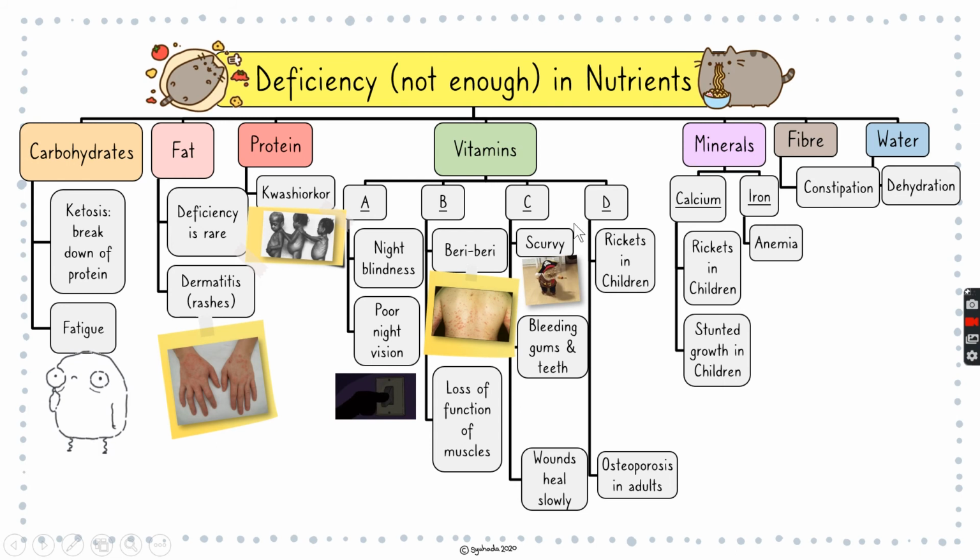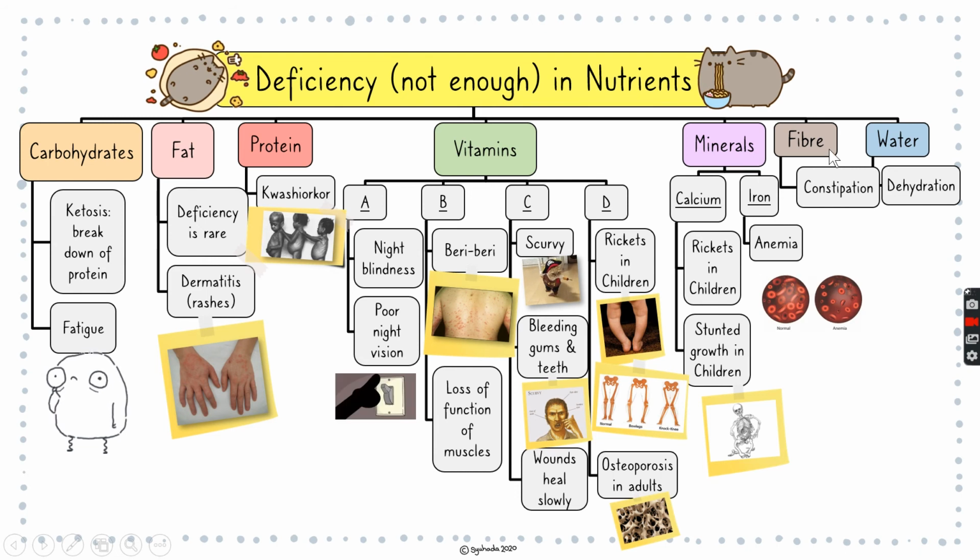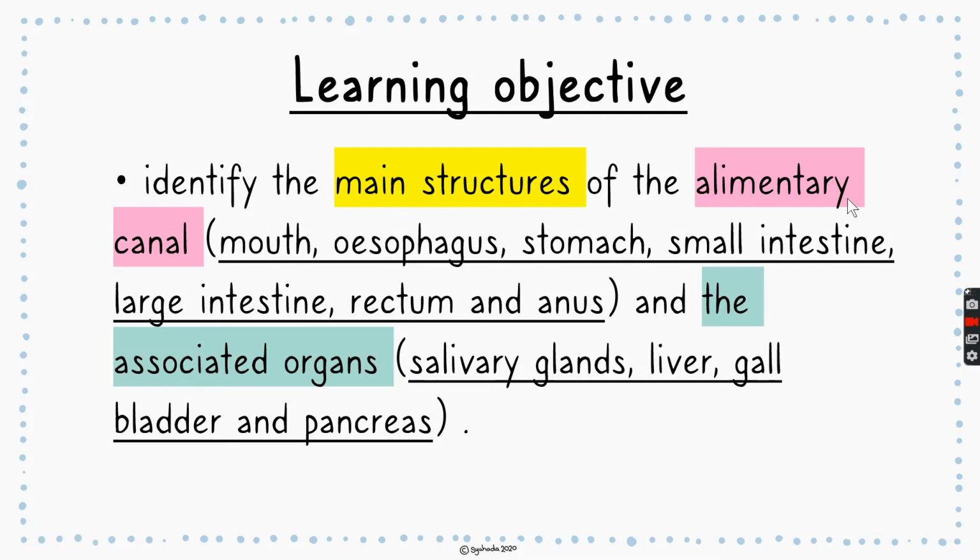Vitamin C, the deficiency disease is called scurvy, and you get bleeding gums and teeth, and also wounds would heal very slowly. And for vitamin D, you get rickets in children and osteoporosis in adults. For minerals, calcium, you get rickets in children and also stunted growth in children. And for iron, the deficiency disease is anemia. As for fiber, that's constipation, and water, you get dehydration.